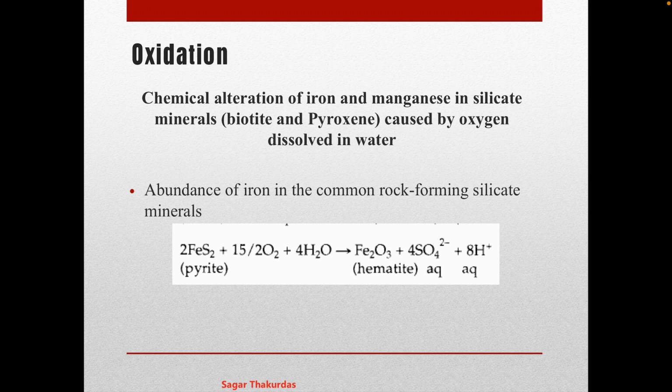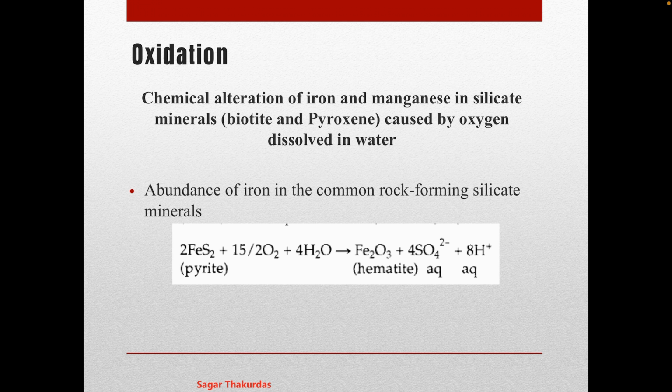Now the next mechanism is oxidation. If you go by the definition, it is the chemical alteration of iron and manganese in silicate minerals, such as biotite and pyroxene, caused by oxygen dissolved in water. Now you have to remember that whenever there is oxygen involved in the chemical reaction, it is called oxidation. So in chemical weathering, oxidation is nothing but the alteration in the iron and manganese to give rise to formation of new minerals from pyroxenes or biotite.